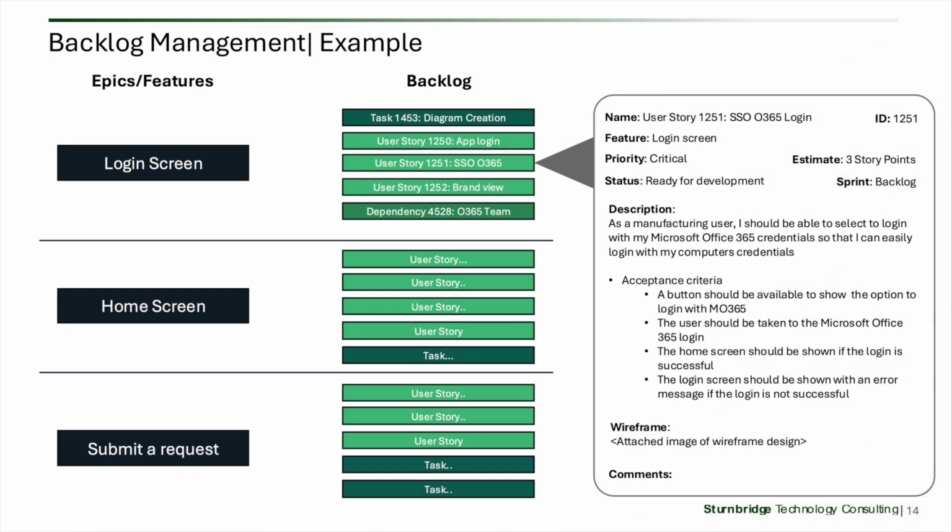A strong backlog item usually contains several pieces of information. It has a clear name and identifier. It has a priority. It has an estimate. It is linked to a broader feature area. It has a description that explains the user or business need. It contains acceptance criteria that define what success looks like. It may also include an attached design or reference material if the team needs that to move effectively.